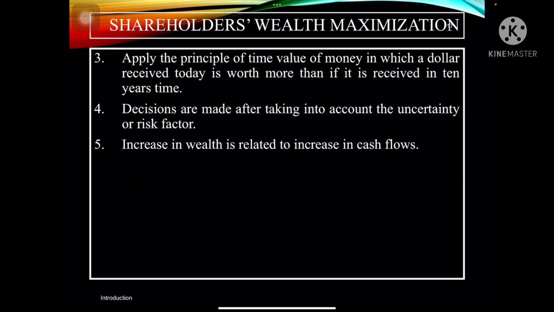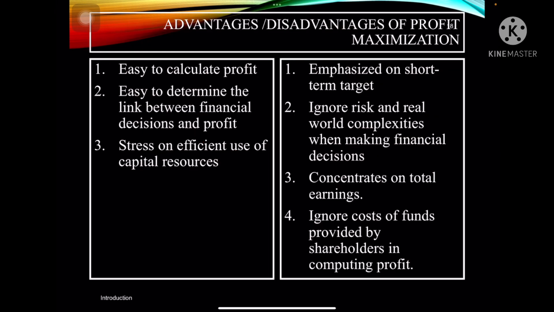Alright, number 3, apply the principles of time value of money, where a dollar received today is worth more than if it is received in 10 years' time. So here we have to consider the time value of money. Received earlier is better compared with received later. Number 4, decisions are made after taking into account the uncertainty or the risk factor. So here you consider the risk factor. Number 5, increase in wealth is actually increase in cash. But for profit maximization, it's not necessarily an increase in cash.